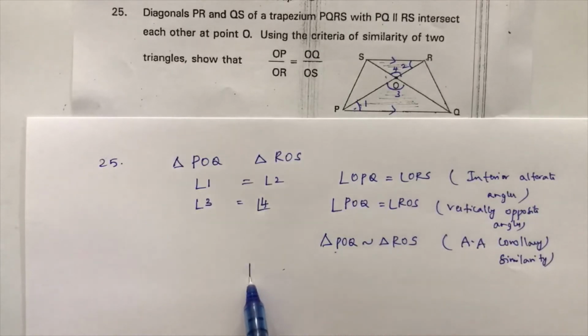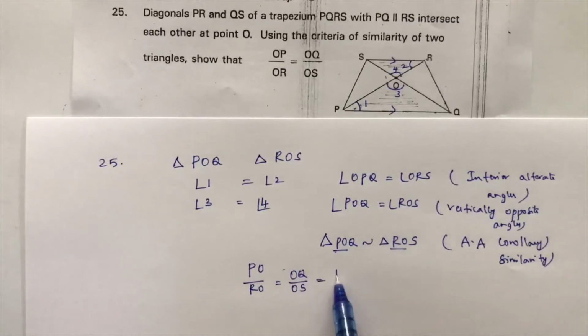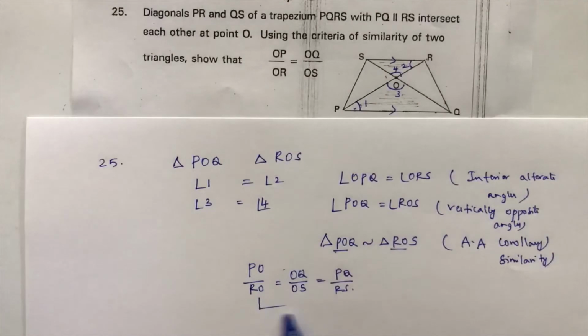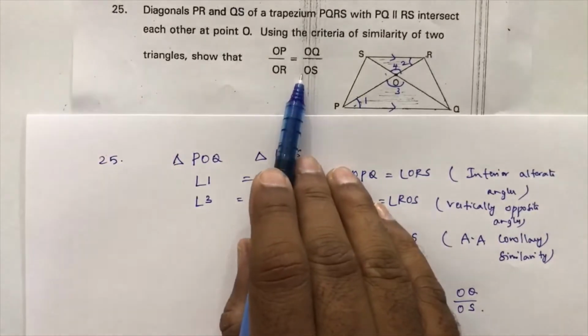So you can write PO by RO equals OQ by OS equals PQ by RS. But I don't want PQ and RS in the answer, so I'll simplify with this. So OP by OR equals OQ by OS. You got the answer. OP by OR equals OQ by OS. So I got the required answer.